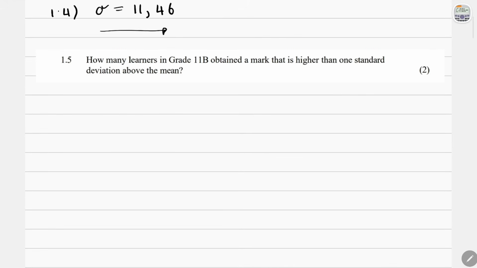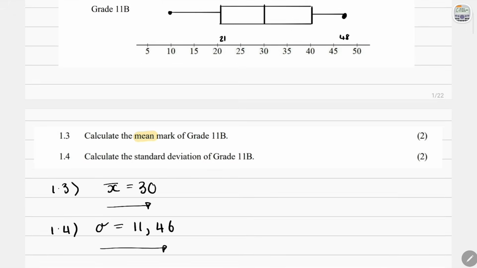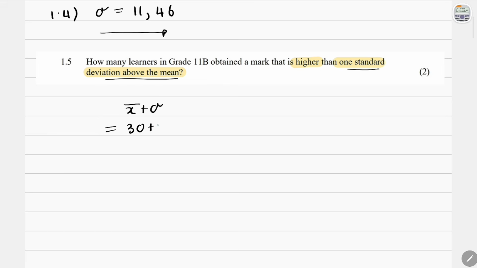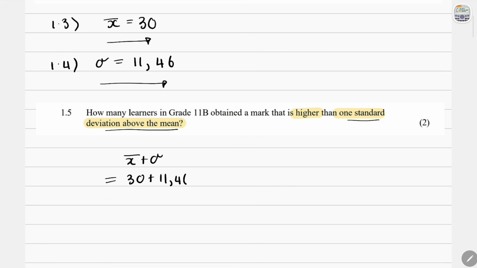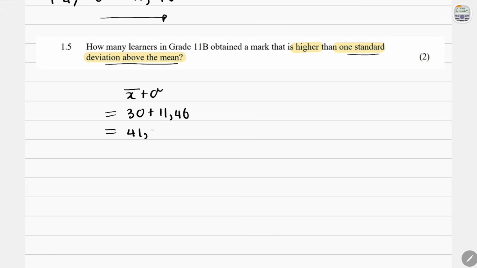Question 1.5 says, how many learners in grade 11B obtained a mark that is higher than one standard deviation above the mean? So to find out how many learners are in this category, we still need to find out what one standard deviation above the mean looks like. So you're looking at the mean and you're going a standard deviation above the mean. So we are adding one standard deviation to whatever the mean value is. Okay, so that is mean plus standard deviation, and the mean is 30. So that is 30 plus the standard deviation, 11.46. So you can see how this is going to be 41.46.